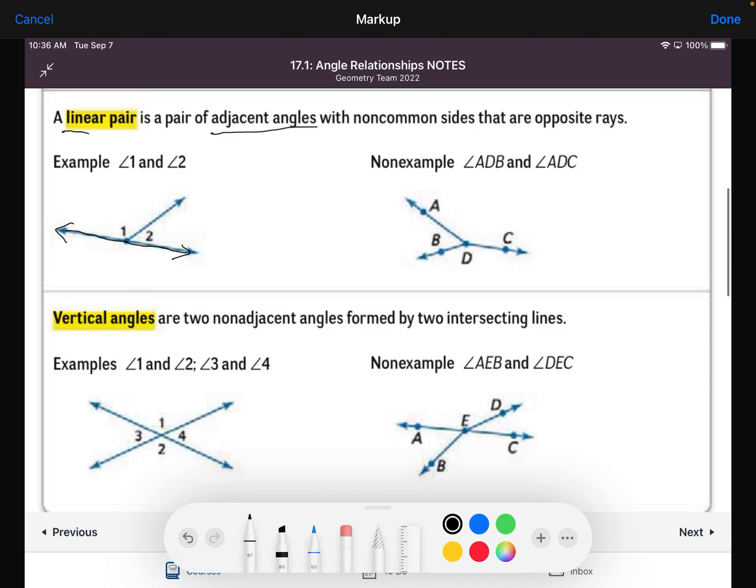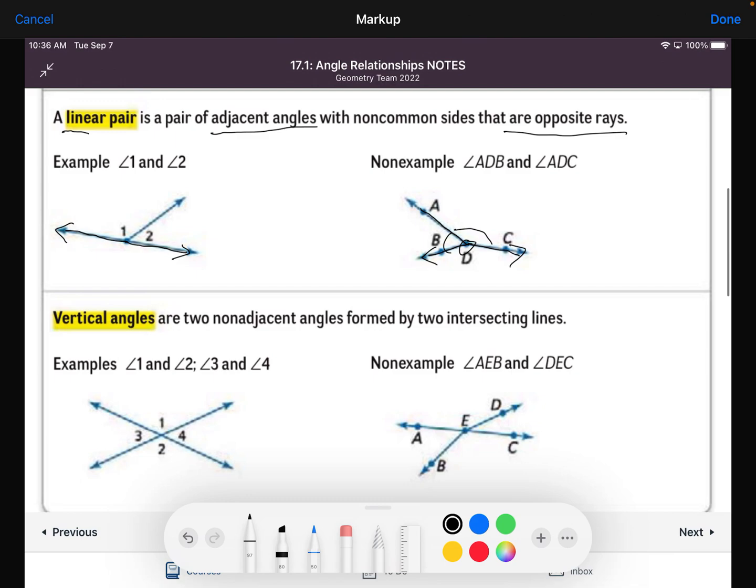A non-example would be ADB, this angle, and ADC, this angle. These have a common vertex, they have a common side, but their rays are not opposite. They are not opposite rays, so it does not adhere to this rule. So they don't form a line, and they are not a linear pair.